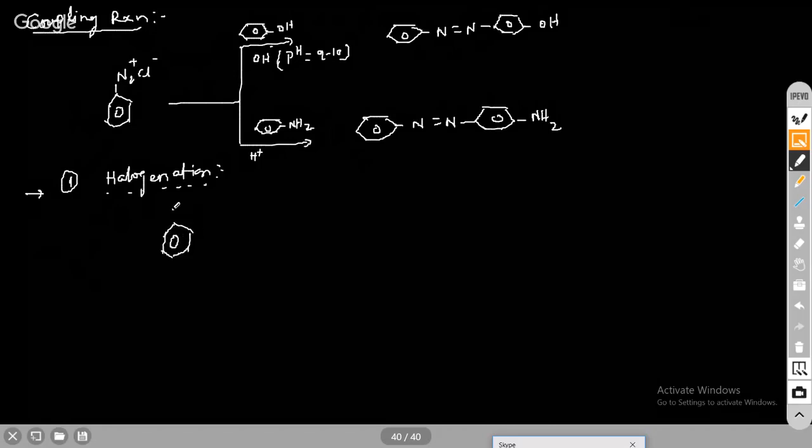So if you have aniline, NH2, it reacts with 3Br2, and this we use in glacial acetic acid, which is nothing but dry carboxylic acid. Then we'll get 2,4,6-tribromoaniline.